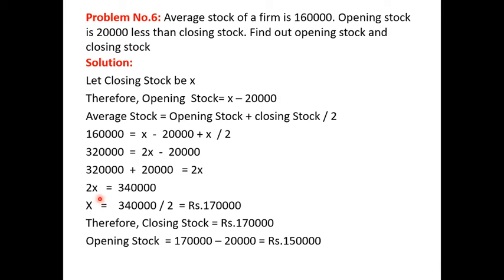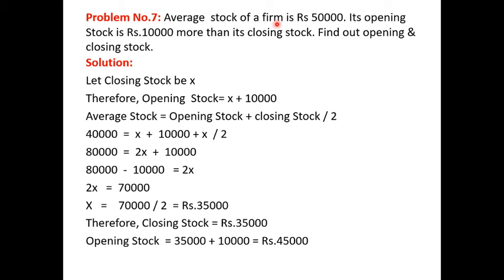Then 2X is equal to 3,40,000. X is equal to 3,40,000 divided by 2, rupees 1,70,000 will come. What do you mean by X? X means closing stock. So the closing stock is 1,70,000. Then opening stock, what we are treating as opening stock? X minus 20,000. Okay, X is 1,70,000 minus 20,000, 1,50,000 is the opening stock.